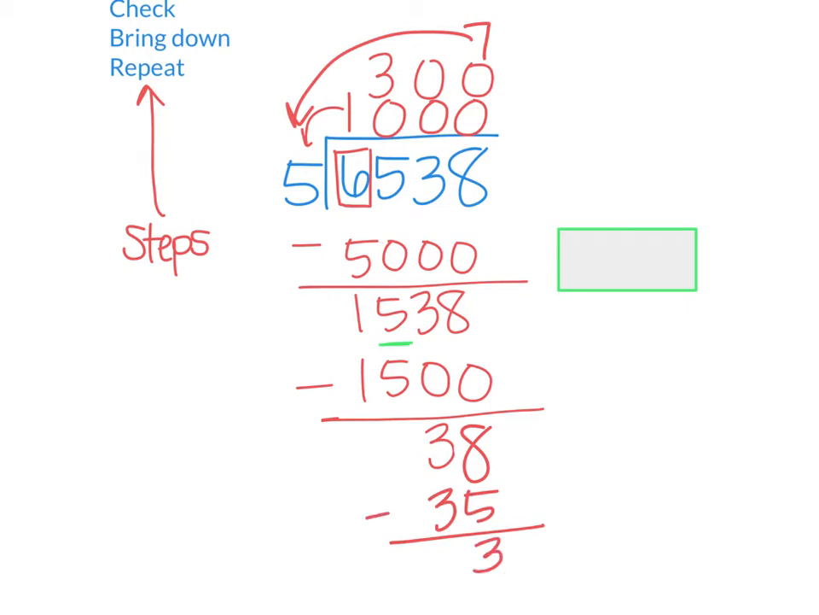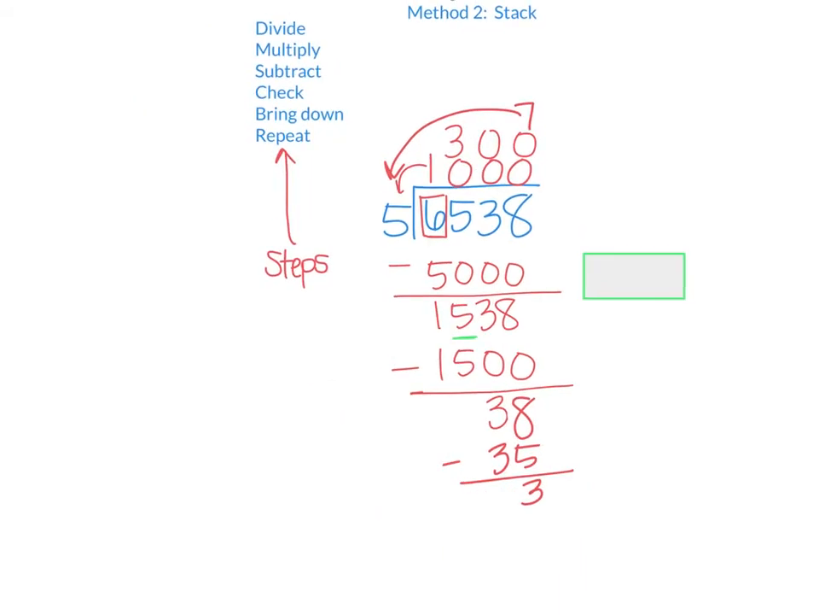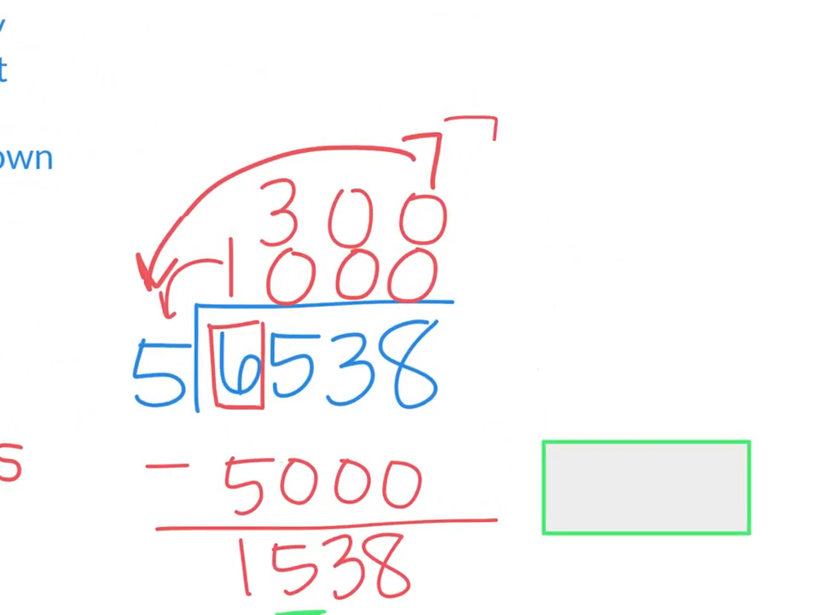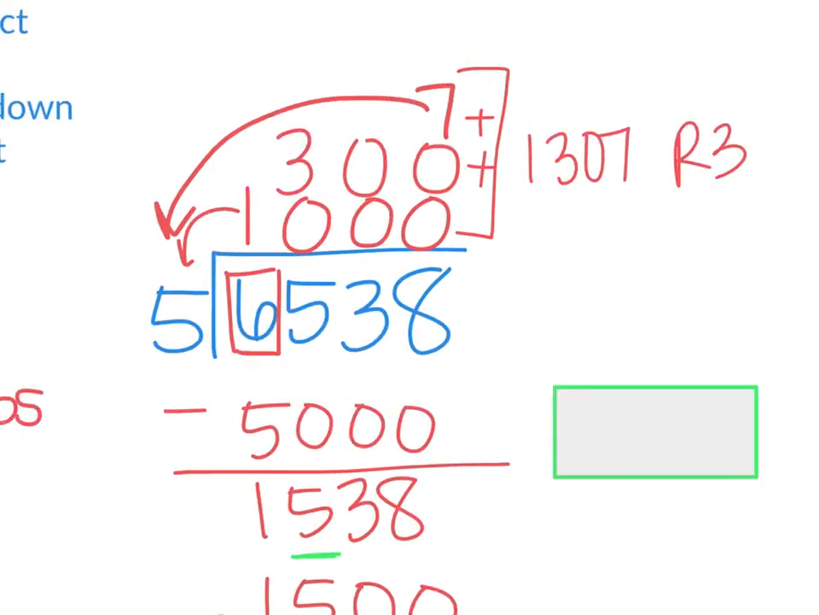I have nothing left to subtract from. Everything has been used. So here's the thing that's different about the method before: I'm going to add everything that I have stacked on top in order to get my answer. So 1,307, because I'm going to add all those together, and then I still have my remainder of 3.